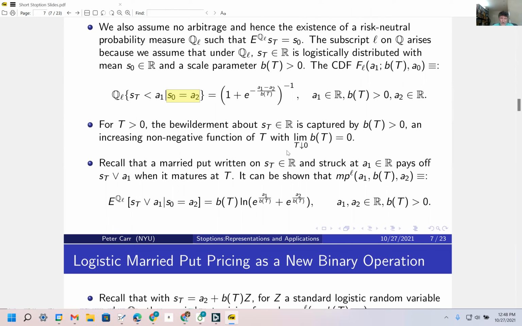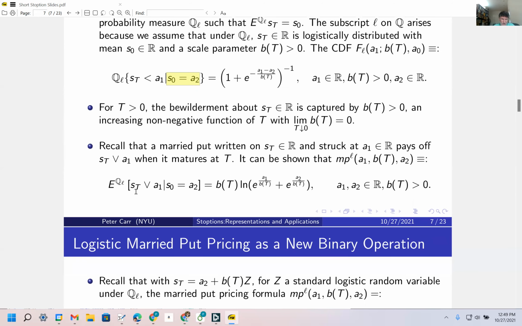Okay, so the interesting thing about assuming a logistically distributed underlying is that when you value a married put, you get a nice simple formula for the value today, and it's written here at the bottom of this slide. It's a log sum exponential of the strike A1 of the vanilla put and the married put, and the value A2 of the underlying security price today.